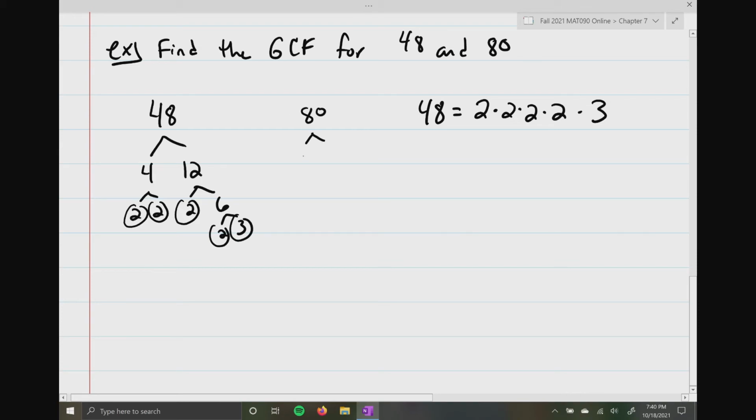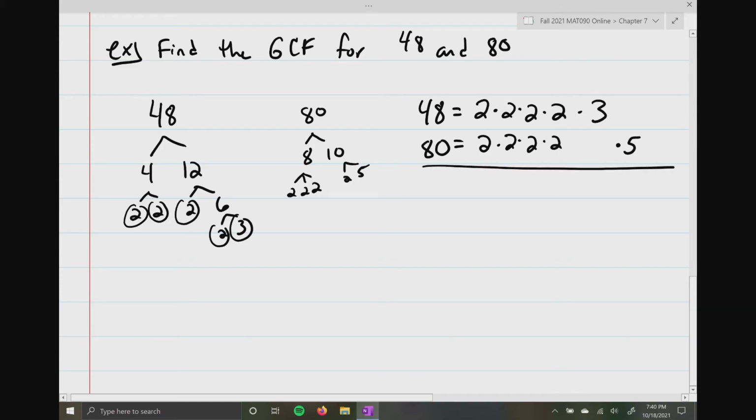So 80 is going to be 8 times 10. 8, hopefully we know that by now, is just 2 times 2 times 2. 10 is 2 times 5. So 80 is going to equal, and I need to be very careful about how I write this, all right? Just like the LCM, I want to make spaces where I can. So this is going to be 2 times 2 times 2 times 2. And then times 5. I'm going to write the times 5 all the way to the right.